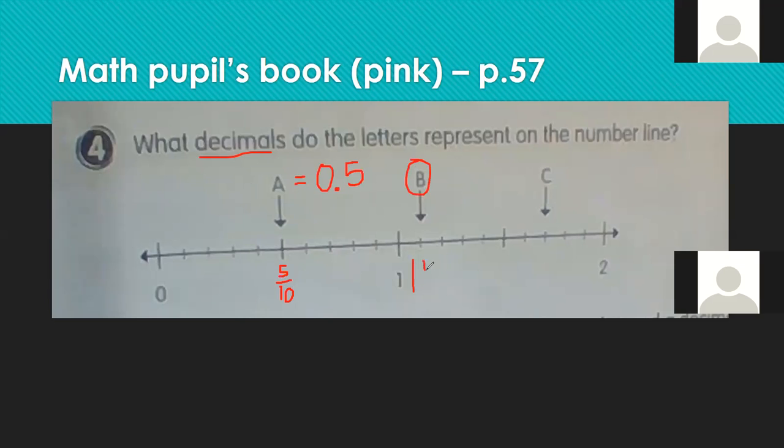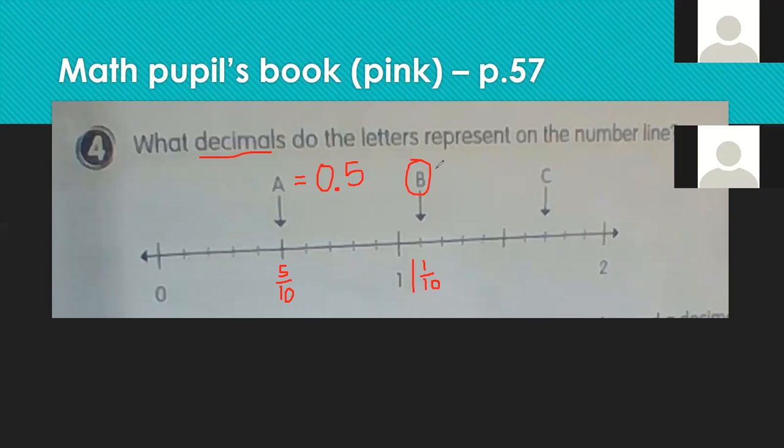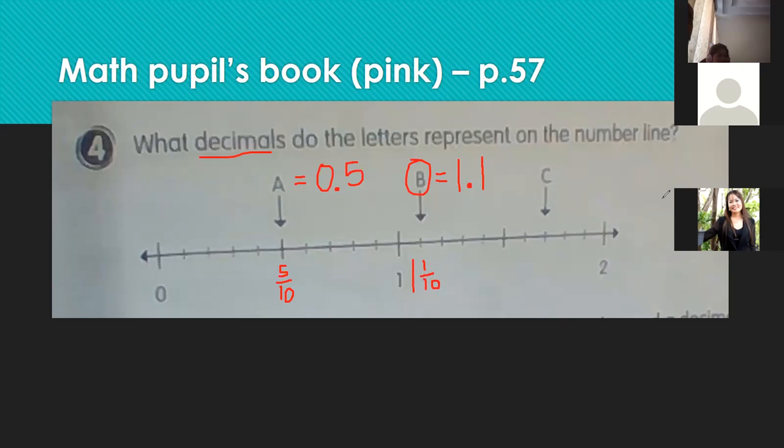All right. Mina Hill, can you try letter B, please? Now we're at 1 1/10 here. B is equal to 1.1. Please remember to say point when we have this decimal point here. All right. Last one. How about Hannah? Can you try C, please?